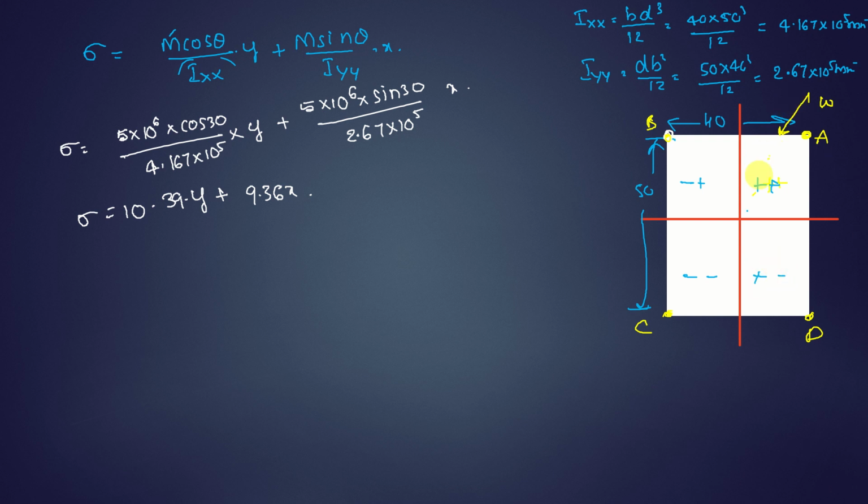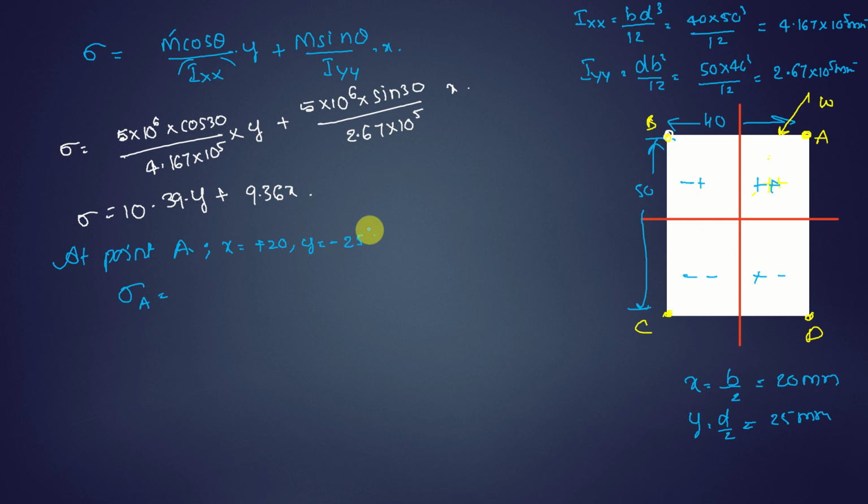Now the load is in the first quadrant, so I have taken it like this. If the load is in this quadrant, this will be plus plus. So I will tell you finally how to calculate them. So at point A, what will be the stress at point A? At point A, what happens to small x? Small x is nothing but x bar, so simply x is equal to b by 2, breadth by 2, the distance from the centroidal axis. Y is equal to d by 2. That is b by 2, which is 40 by 2, 20 mm, and d by 2, depth by 2, 50 by 2, 25 mm. So x will be plus 20 and y will be minus 25.